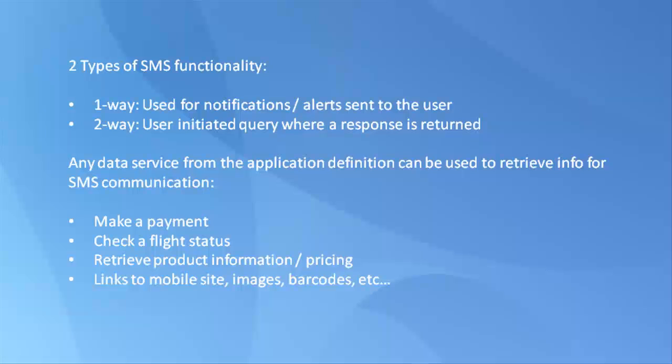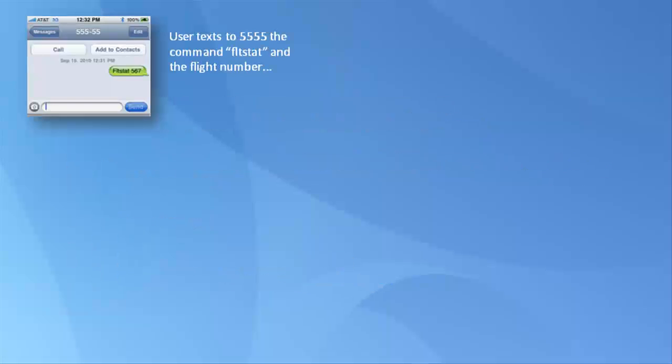Examples of two-way SMS might be a user making a payment in a banking app from texting. Another one might be retrieving flight status information for a flight, or retrieving product information based on a SKU. And then the resulting data that comes back to the user can contain obviously the data, but it can contain other things like links to the mobile site, perhaps images, barcodes. An SMS return can, for example, return the boarding pass for a flight, for a check-in process, things of that nature.